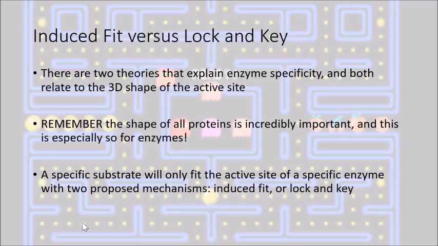That becomes important when we talk about enzymes breaking down and denaturation, which we've touched on when we've talked about hyperthermia. If your body temperature gets too high, your enzymes start to break down. The active site fails, meaning that the chemical reaction fails. We'll learn about that more in the next chapter. A specific substrate will only fit the active site of a specific enzyme, and there's those two proposed mechanisms, induced fit or lock and key.